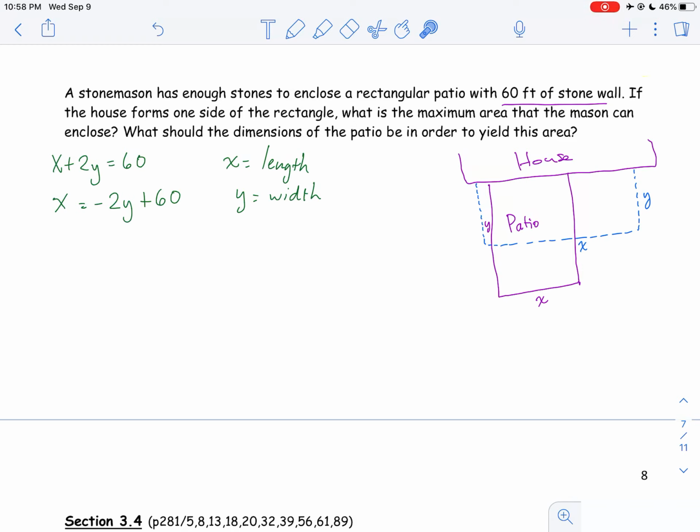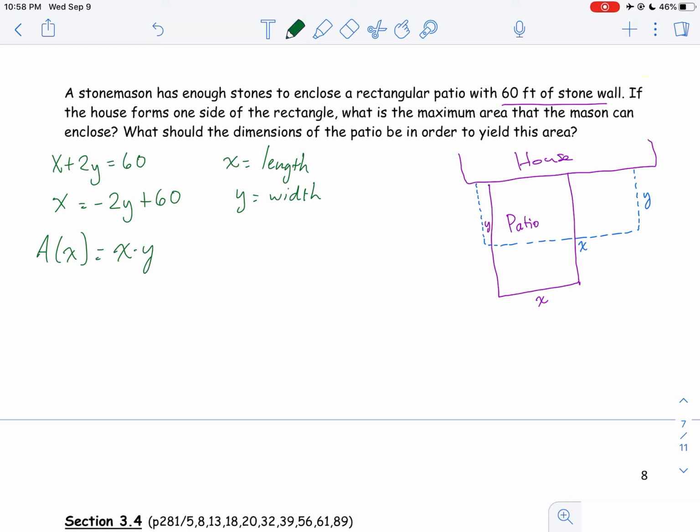All right, we're interested in area, so let's go back to that. If I want to write an area function in terms of x, normally I would just take x times y, the length of the patio times the width of the patio. But here I want to get my equation all in terms of one variable.